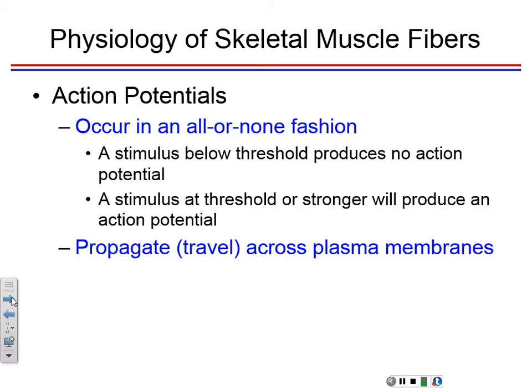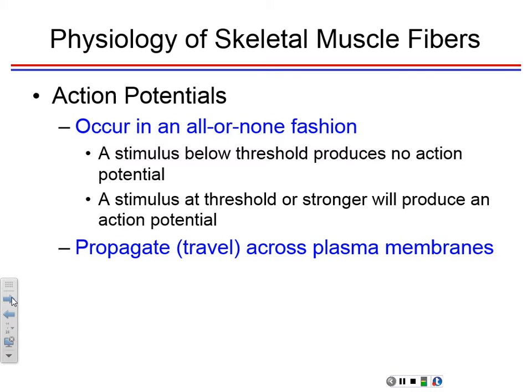So action potentials will occur in an all or none fashion. That means you have to reach threshold first. When those ligand-gated channels open, when acetylcholine attaches, you have to get to minus 55. If it gets to minus 60, what happens? Nothing.